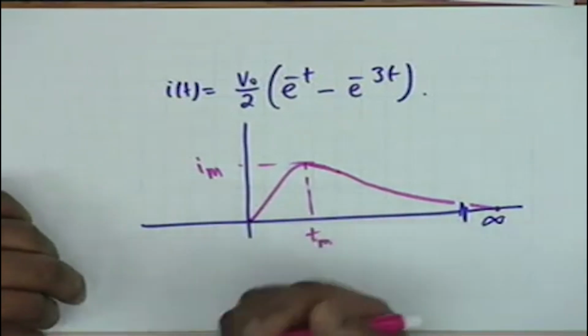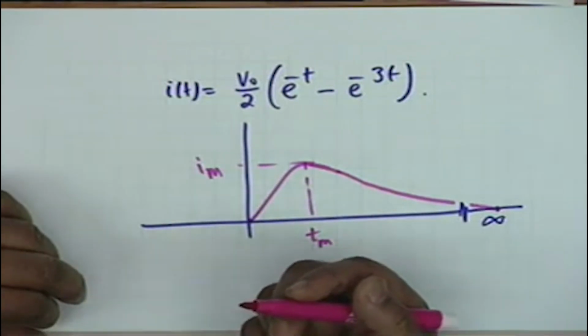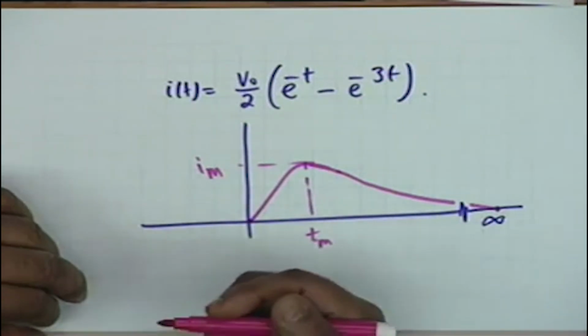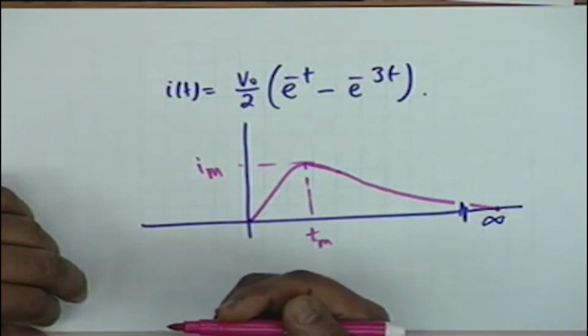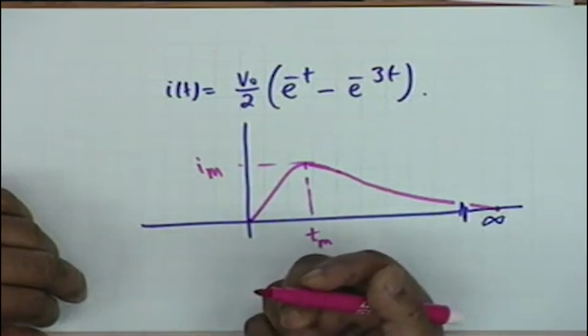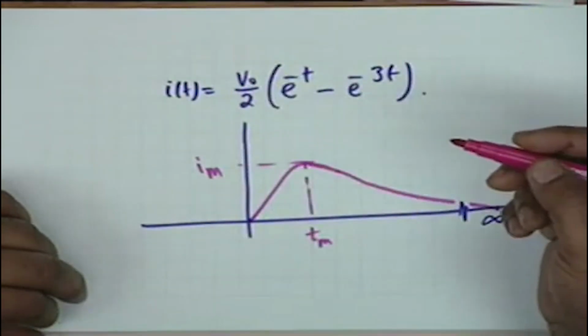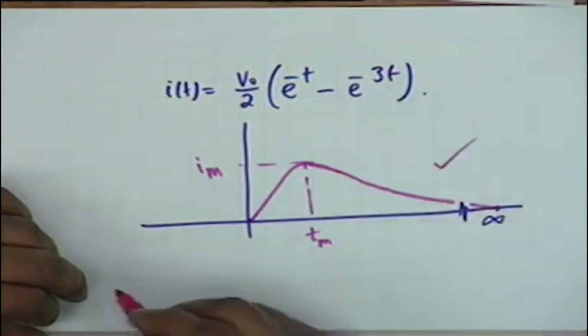One can also find out the total charge that is delivered to the circuit. What do you think will be the total charge? It will again be C times V naught, that is 1/3 V naught. If you integrate this from 0 to infinity, you shall get the same expression.